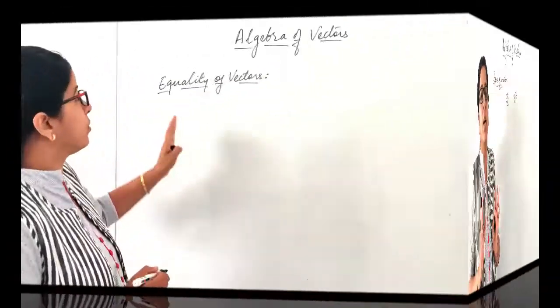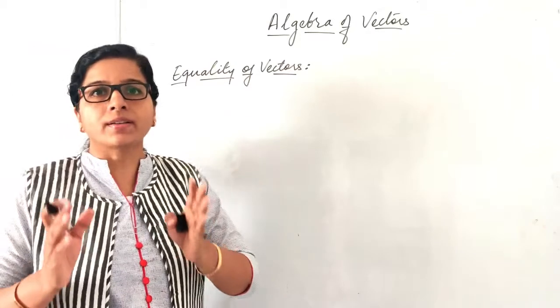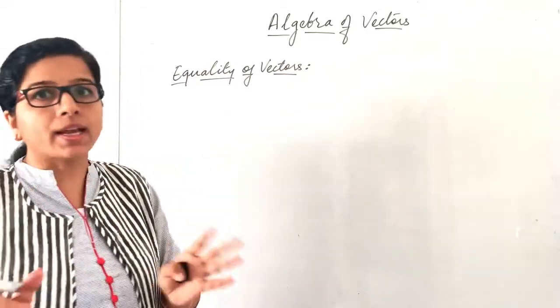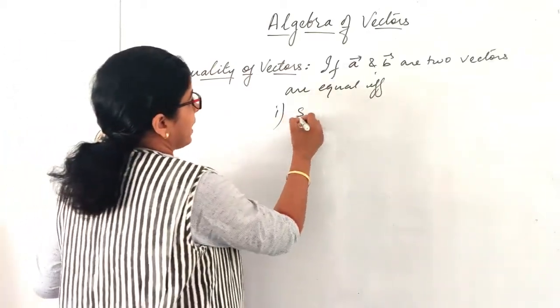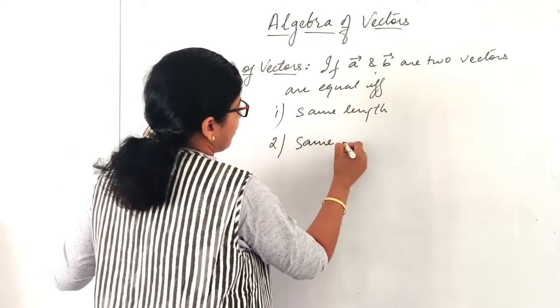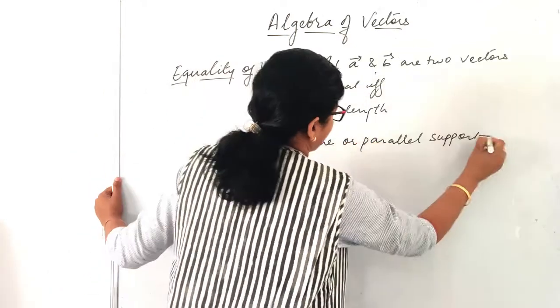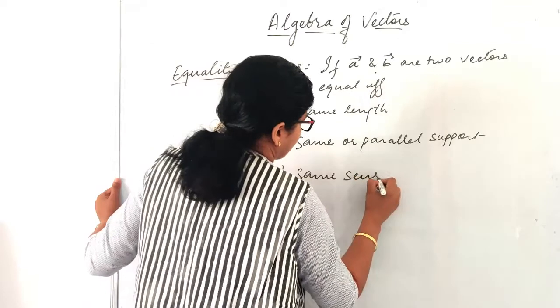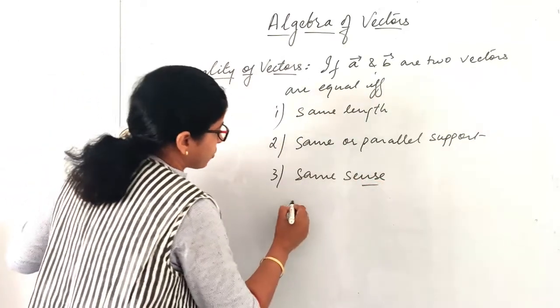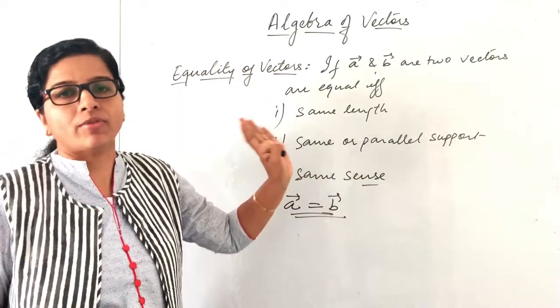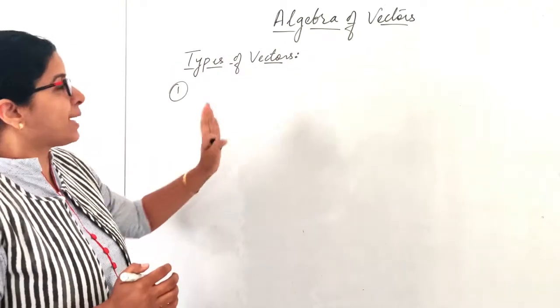Is that clear? So if we have two vectors, A vector and B vector, when can they be equal? First, they have the same length. Second, the same or parallel support. And third, the same sense. Is it clear? And it is denoted by this. This is equality of vectors. Is that clear? So, types of vectors.